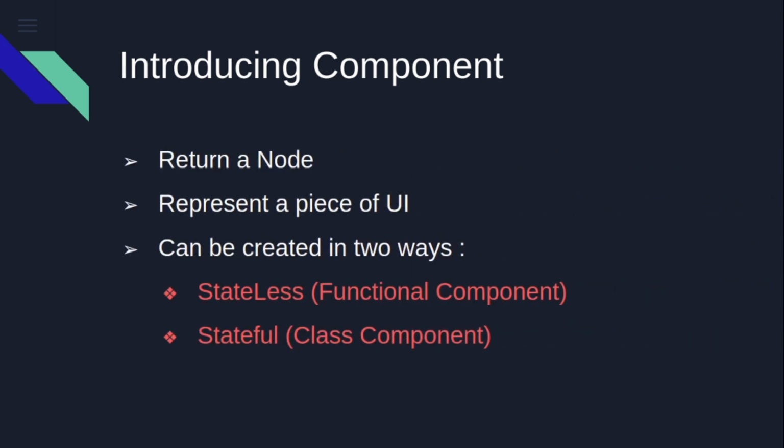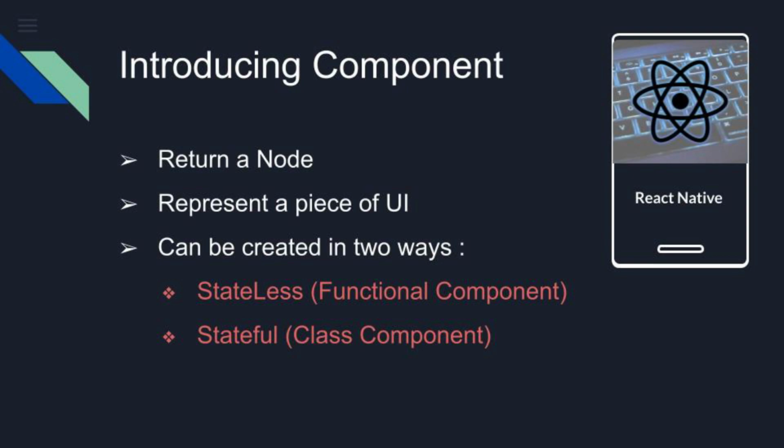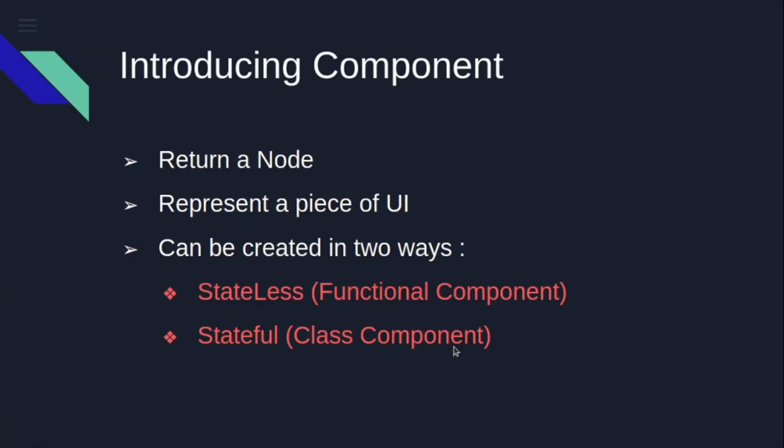Suppose we have a screen of any application and in that screen we have text or an image. It is called a piece of UI. We can create component in two different ways: stateful component, which is class component, and stateless component, which is functional component.